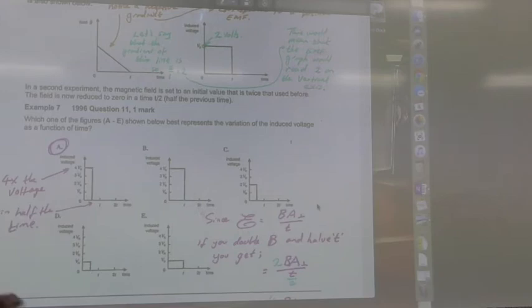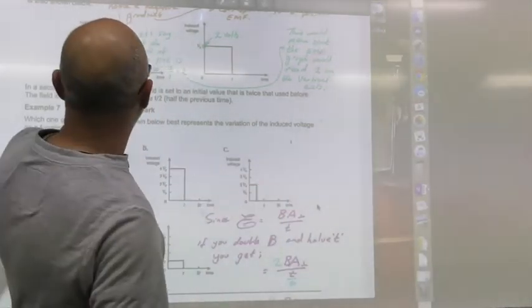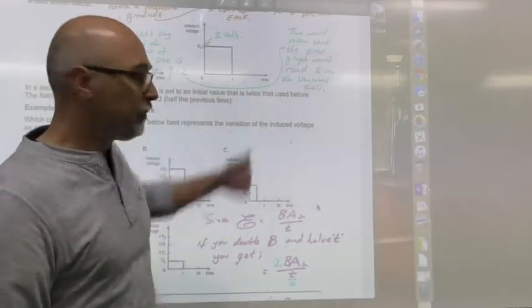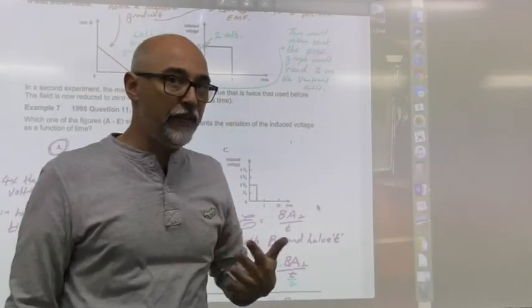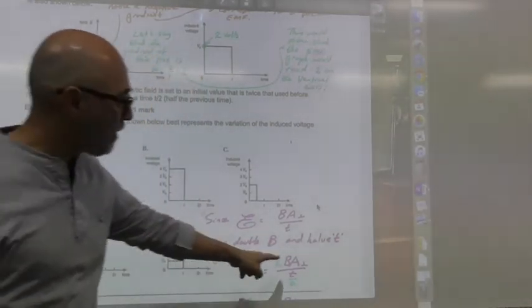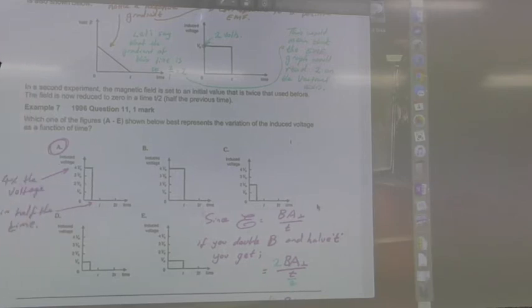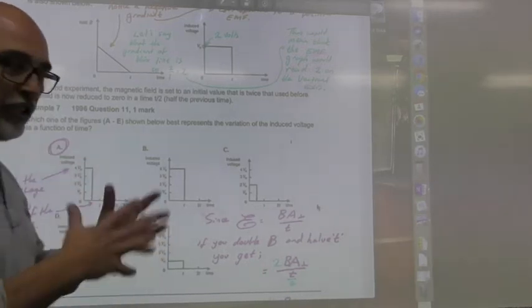So, as you can see, we aren't changing the cross-sectional area. It's the same loop, okay? But we have doubled the field. That doubles the field, so we double what's up here, okay? But we halve the time in which the shutdown happens.